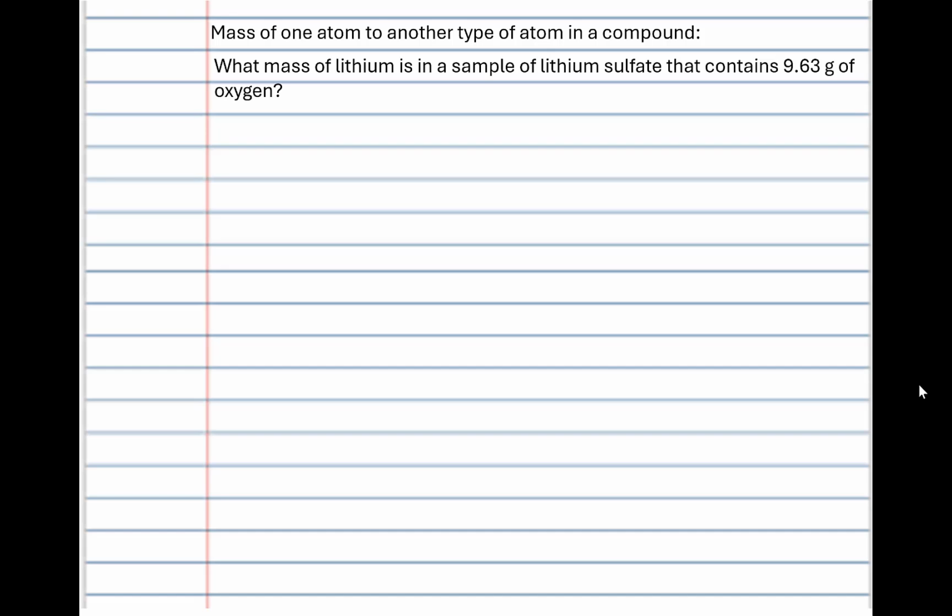This question is an example of getting from the mass of one atom to another type of atom in a compound. Our question asks, what mass of lithium is in a sample of lithium sulfate that contains 9.63 grams of oxygen? So our job here is to get from 9.63 grams of oxygen to grams of lithium. In problems like this, it's best to go from grams to moles of what we're given, and then think about how we can get to the other materials.